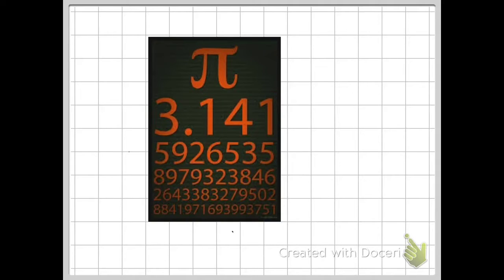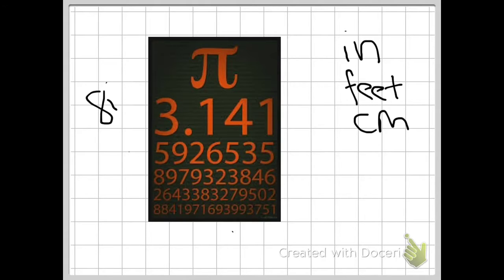Let's look at this poster that I want to hang on the wall. What is a standard unit of length that I could use to measure it? I could pick inches. I could pick feet. I could pick centimeters. All of those would work. Let's say that this is a smaller poster and it is 8 inches wide and it is 6 inches long. And I want to know what is the area of this poster.